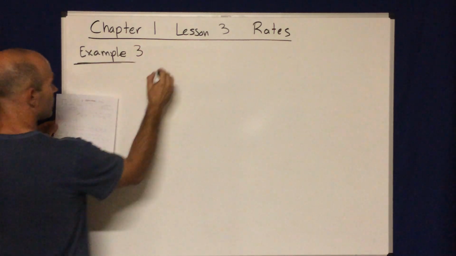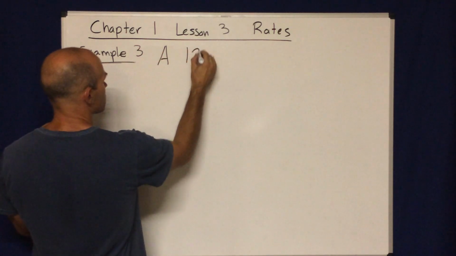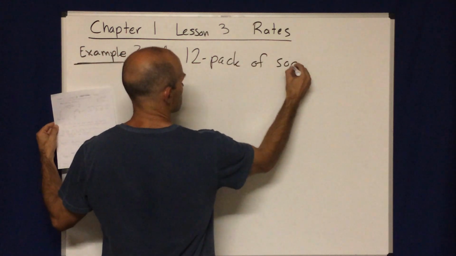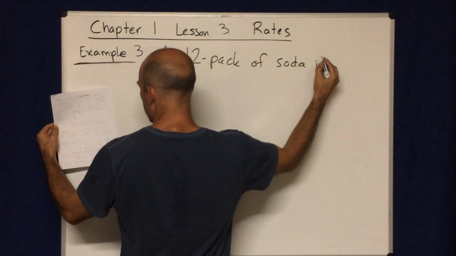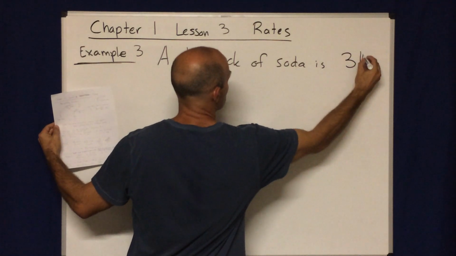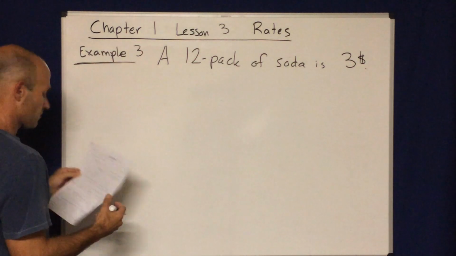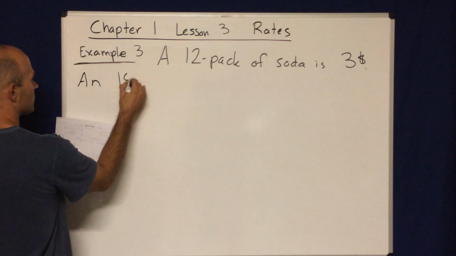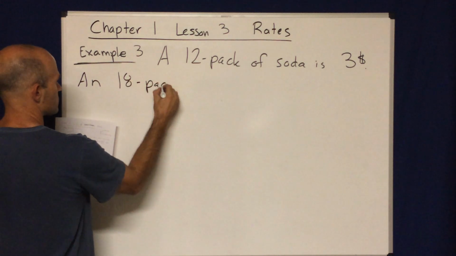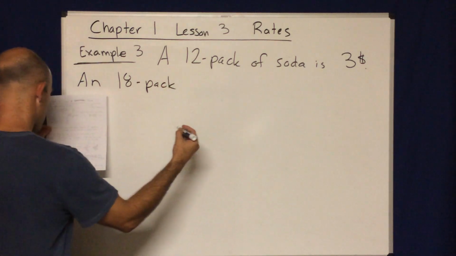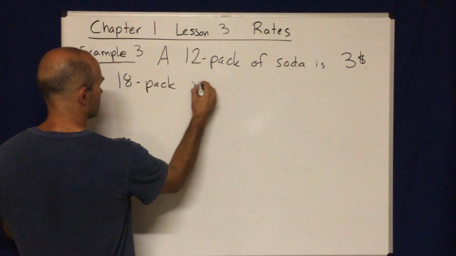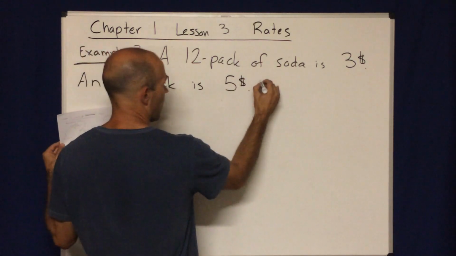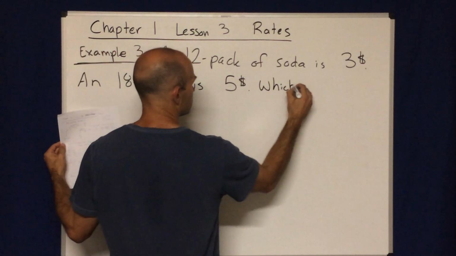So example 3, we have a 12-pack of sodas. And that 12-pack is $3. I'll call that option 1. And the second option is an 18-pack of the same soda is $5. Which is the better buy, option 1 or option 2?